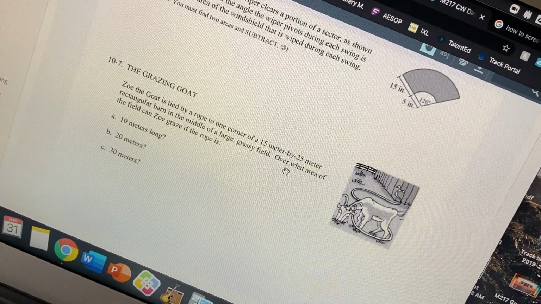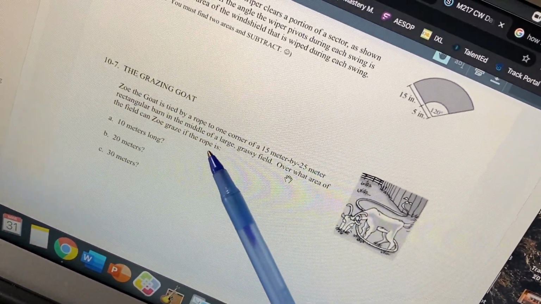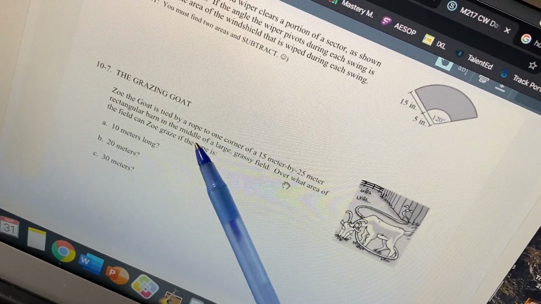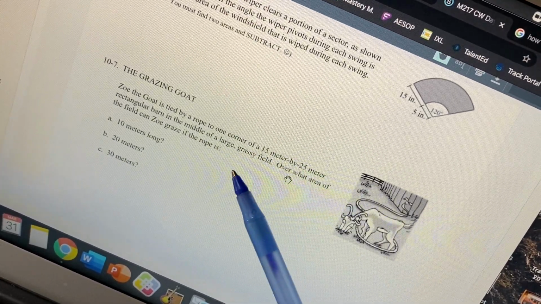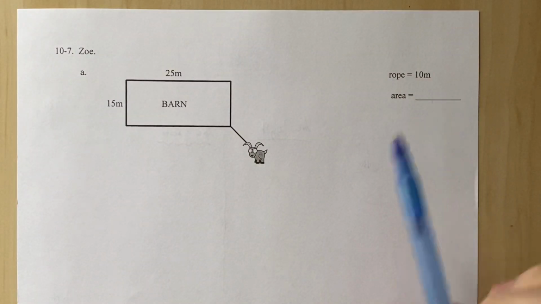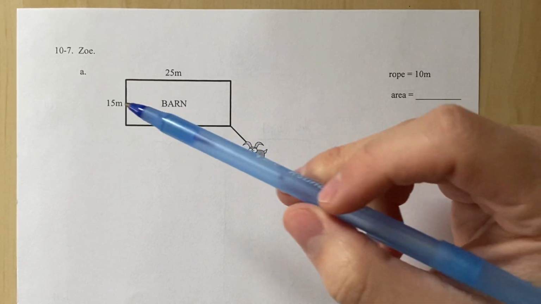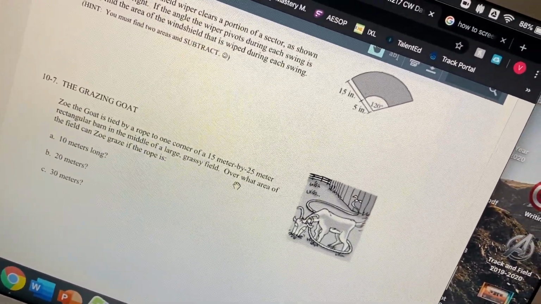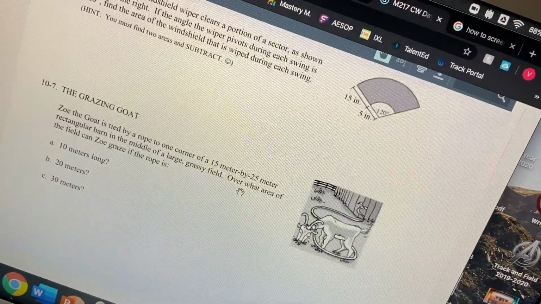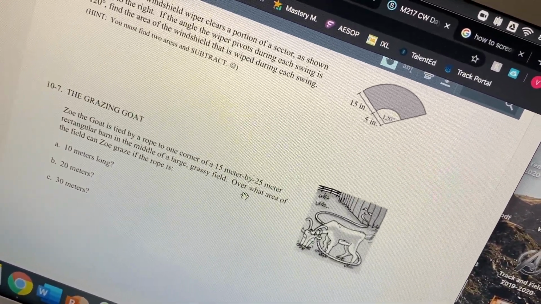Zoe the goat, sorry, this should say Mr. Anzalone the goat is tied by a rope to one corner of a 15 by 25 meter rectangular barn. So think about it. There's me, the goat, tied to the corner of a barn, and the barn is 15 by 25, based on those measurements. Look what it says. Over what area of the field can Zoe graze if the rope is 10 meters long?